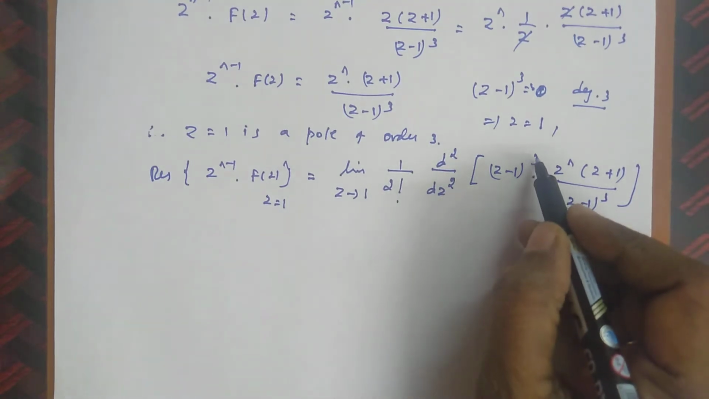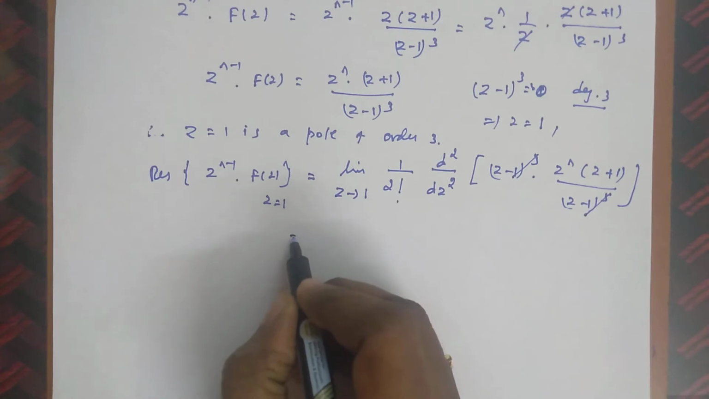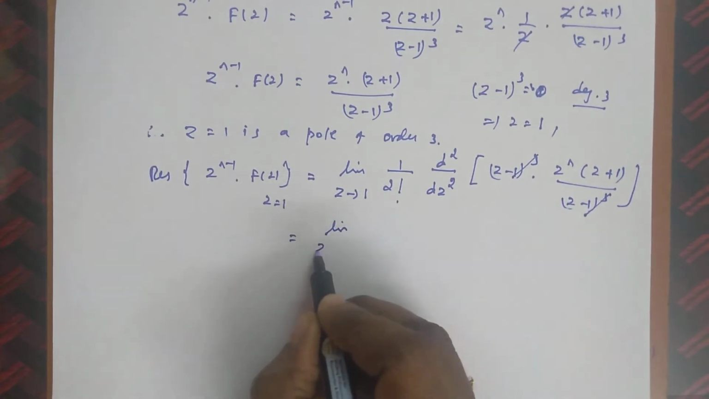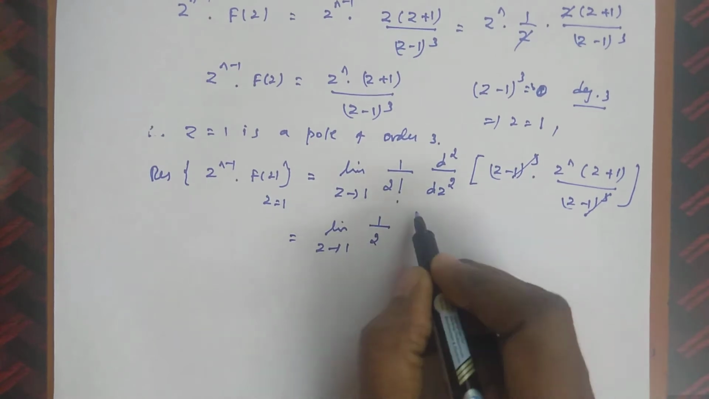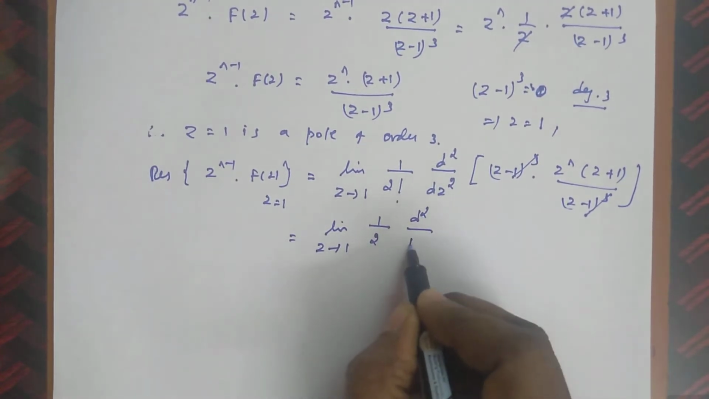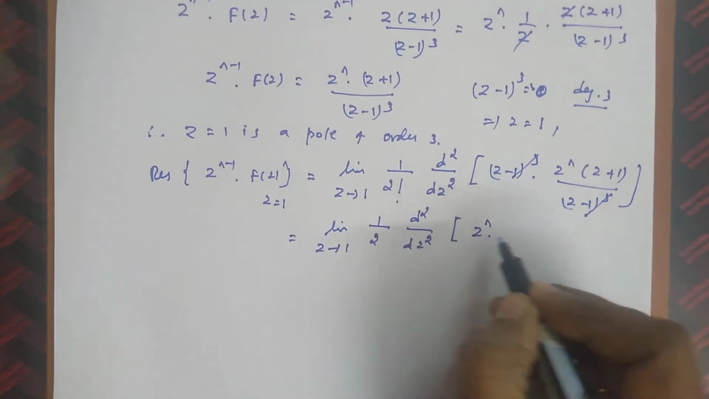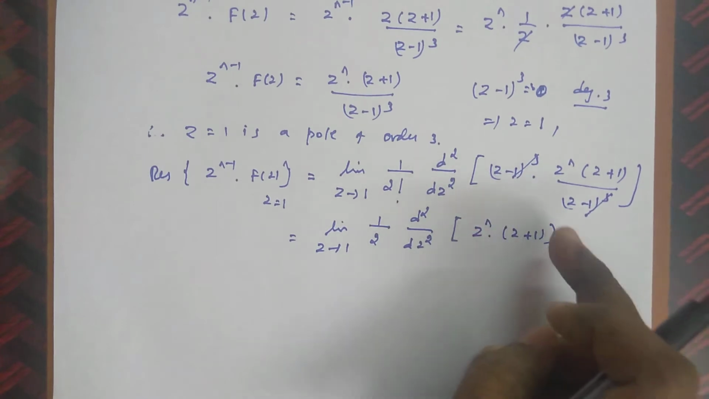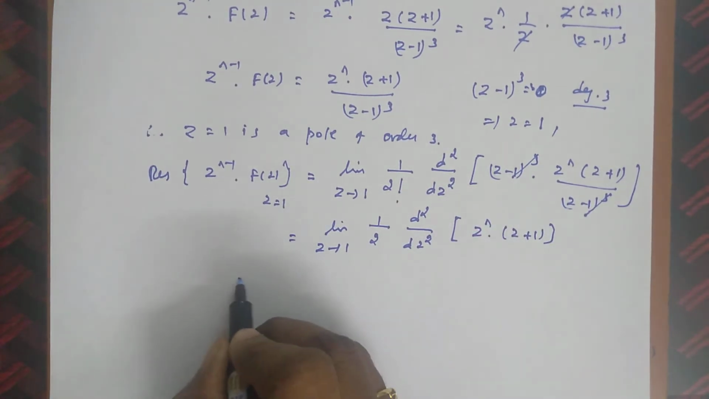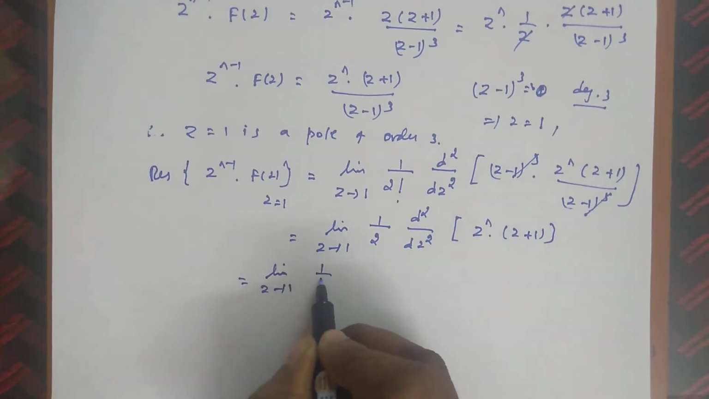Now you can cancel this Z minus 1 power 3 and Z minus 1 power 3. So which is equal to limit Z tends to 1, 1 by 2 factorial, value is 2, d square by dz square into Z power n into Z plus 1. So now we have to differentiate this term 2 times. So which is equal to limit Z tends to 1, 1 by 2.